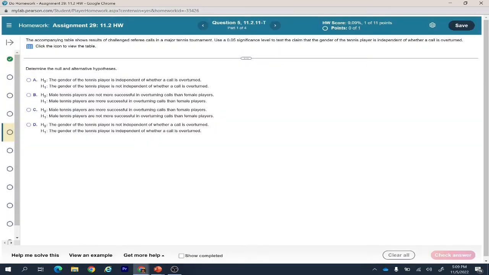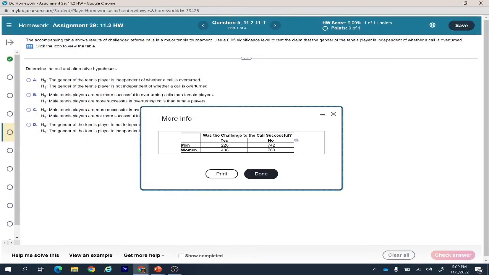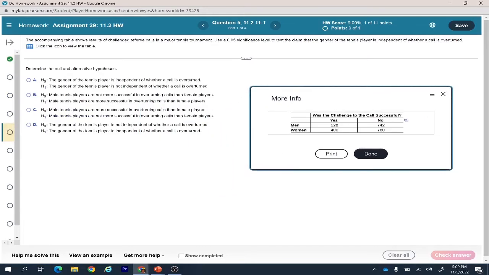Go to the next problem. Let's say this is the data we are given. This is the contingency table. We need to do hypothesis testing. So this table, as you can see here, is whether the challenge to the call was successful. Okay, so what is the problem here? The accompanying table shows results of challenge referee calls in a major tennis tournament. Use a 0.05 significance level to test the claim that the gender of the tennis player is independent of whether a call is overturned. So the gender and the call, they are independent. That is what we would like to check.